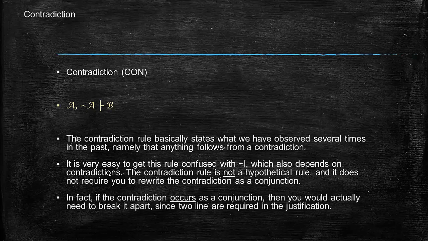So it's important to realize here that the contradiction rule is not a hypothetical rule. It's a straightforward rule, and it's not one that you would typically be using if you're in the middle of a negation introduction. If you're in the middle of a negation introduction, the contradiction rule doesn't normally come into play. It can, but that's not the normal thinking you're going to be using. And the important point to see here is these have to be on two separate lines. So if you did have a contradiction in the form of a conjunction, you would have to break it apart to use the contradiction rule.